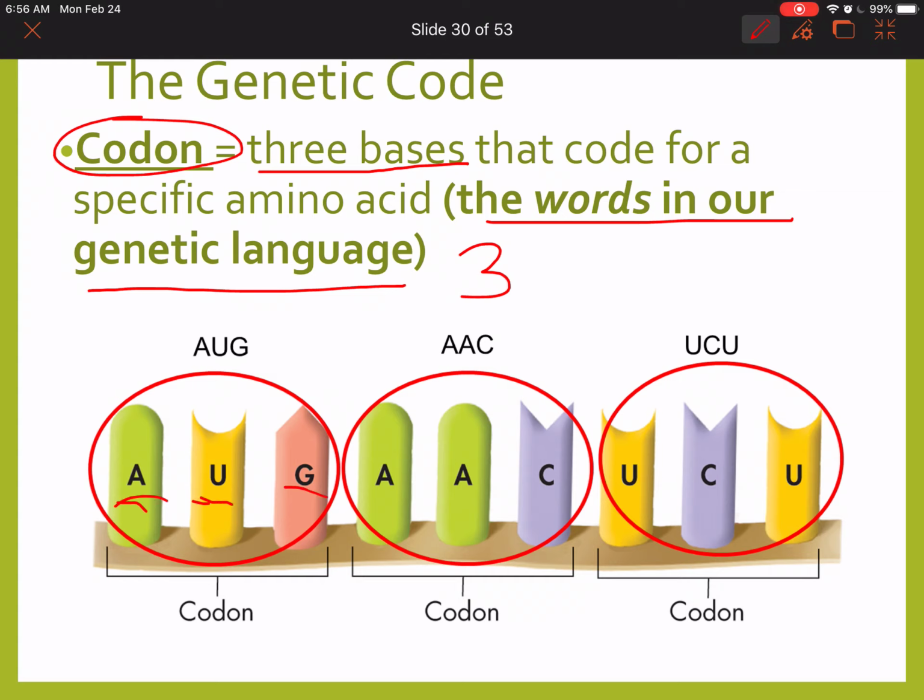A-U-G, 1, 2, 3, that's one word, one codon. AAC is also one word, one codon. And then UCU here, you got it, one word, okay? So just the words in the genetic code are always 3 letters long. It's like if our entire vocabulary was the cat ran. Every word was 3 letters.